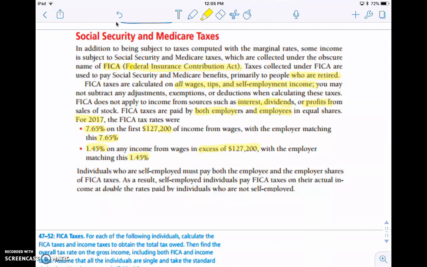Here's one thing that hurts a little bit. If you are self-employed, you must pay both the employee and the employer shares. So you actually pay double the rate if you are self-employed compared to those individuals who are not self-employed. Because again, if you're the employer and the employee, you have to pick up the 7.65% on both sides. So that's a look at the general idea of Social Security and Medicare taxes, often referred to as the FICA taxes. And we'll be doing some calculations in our next video on those.